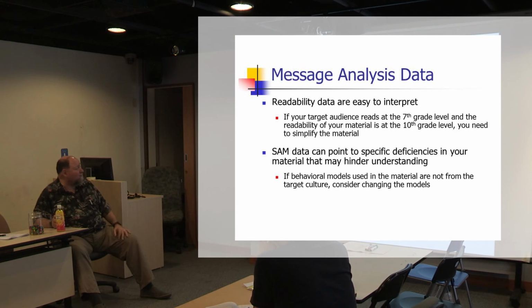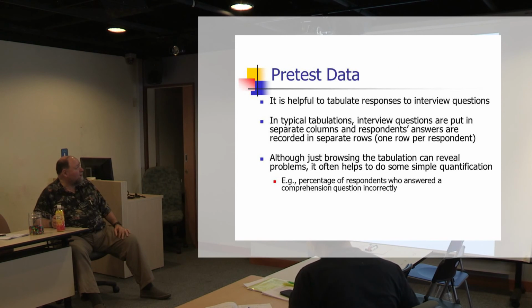Message analysis data. Readability data are important to interpret. If your target audience reads at the 7th grade level and your readability is at the 10th grade level, you need to simplify material. SAM data can point to specific deficiencies. We talked about the SAM program earlier. Pretest data is helpful to tabulate responses to interview questions. In typical tabulations, interview questions are put in separate columns. Respondent answers are recorded in separate rows.